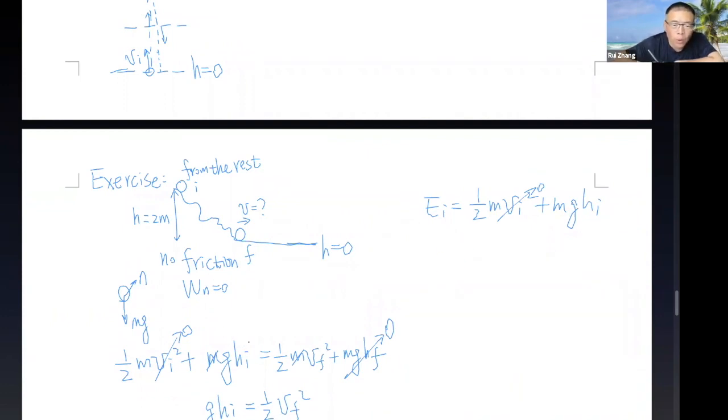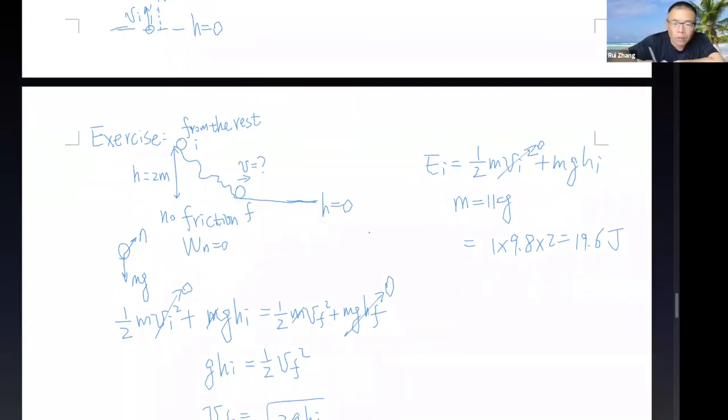So what do you do? As I said, because m cancels out, m doesn't matter. That means you can give it any value. If you take m equal to 1, you can put it in here. You have 1 times 9.8 times 2, so that's going to be 19.6 joules, okay? That's your starting energy. Now, because of energy conservation, that also equals the final energy, okay?